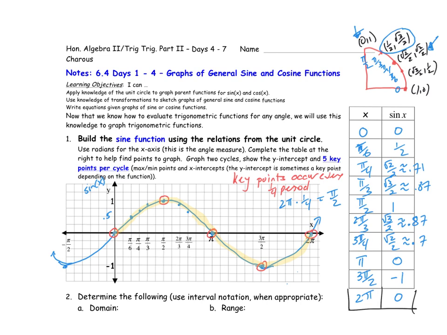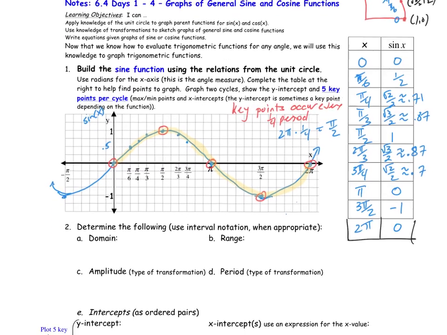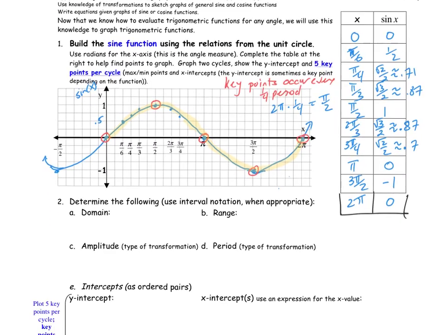And those are the points that I have circled, those ordered pairs, and they correspond to relative maxima and minima and points where the graph goes through its own axis. We're going to talk more about that in the future. Okay, the next thing we're going to do is analyze the graph of sine. So just like we've done in the past, we're going to talk about domain, range, amplitude. Well, we have a little bit of new vocabulary.